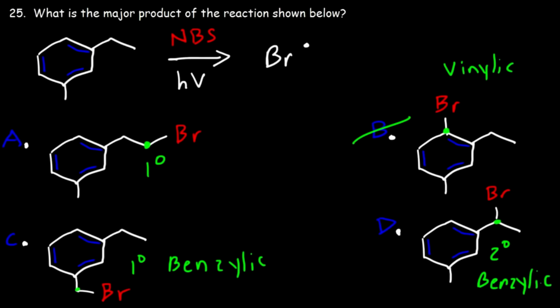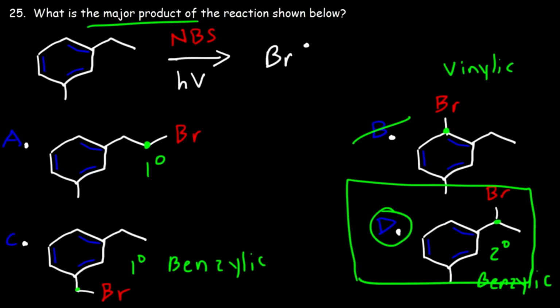It turns out that you can get a mixture of C and D. However, the question wants the major product of the reaction. Because the secondary benzylic radical is more stable than a primary benzylic radical, D is going to be the answer. The major product is D. The minor product is C. You won't get A or B, and if you do get it, it's going to be very, very low. But D is the answer.